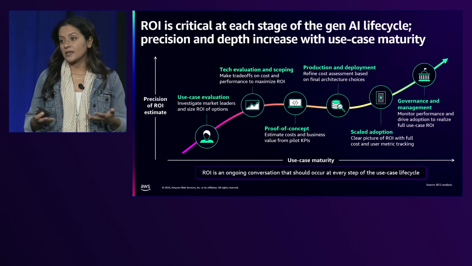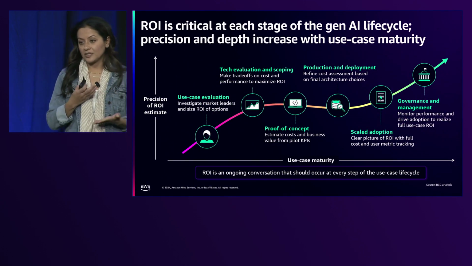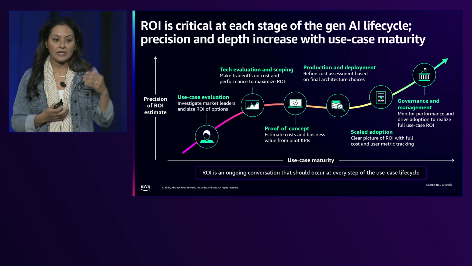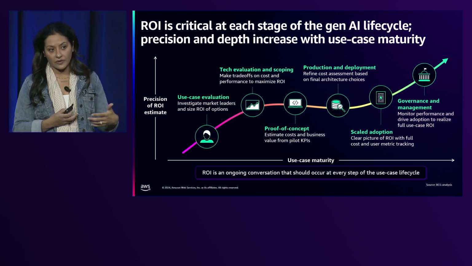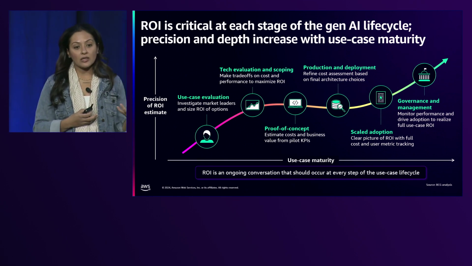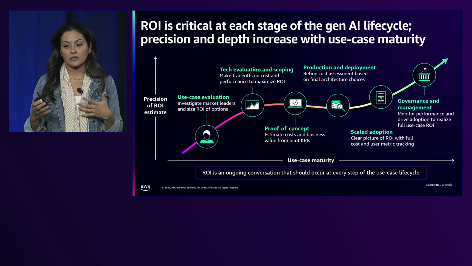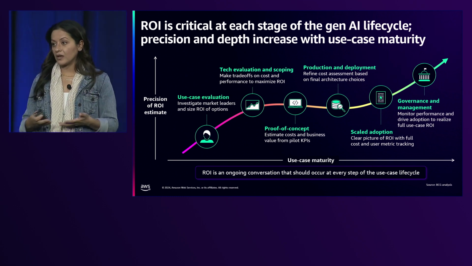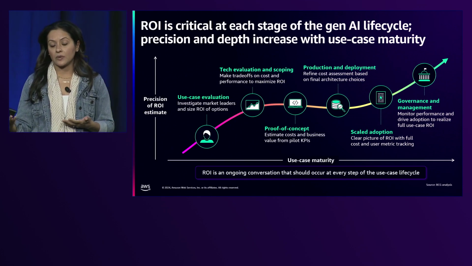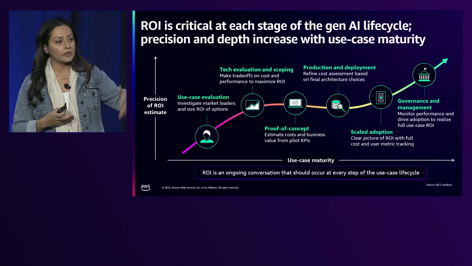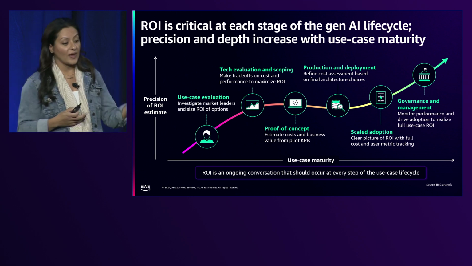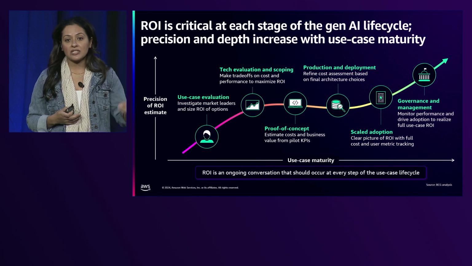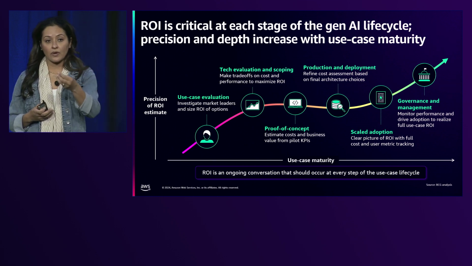First, ROI is not a point-in-time conversation. You don't look at your use case, evaluate ROI, and then put it on a shelf and worry about it later. It needs to be a constant conversation throughout your generative AI adoption journey. This can be challenging, though it can be beneficial, because with generative AI the demand is evolving so quickly. The technology is evolving, the models are evolving, the prices are evolving. That means you have to reevaluate and consider ROI at every phase of your adoption journey, and the precision of your ROI estimate should continue to evolve as you do that analysis over and over again.